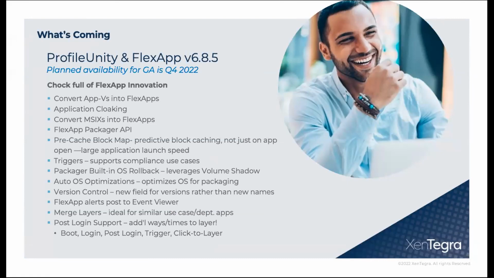I see things like post login support, additional ways to layer, having the packager with built-in OS rollback. But is there anything specific here that you think is pretty unique? The ones that I find unique are the pre-cache block mapping, the pre-cache to make the large applications function faster.